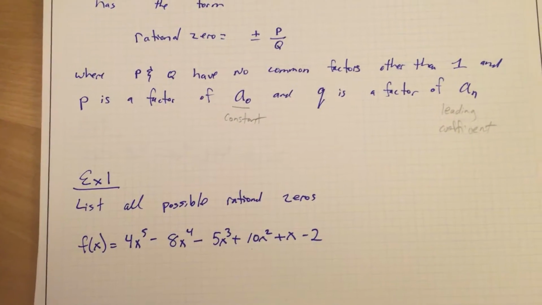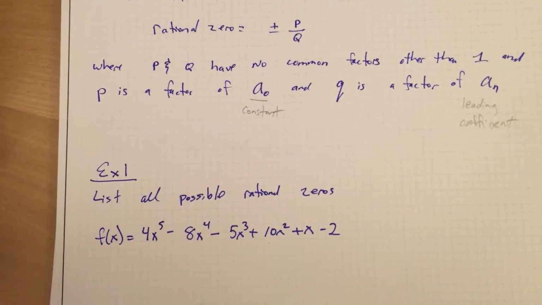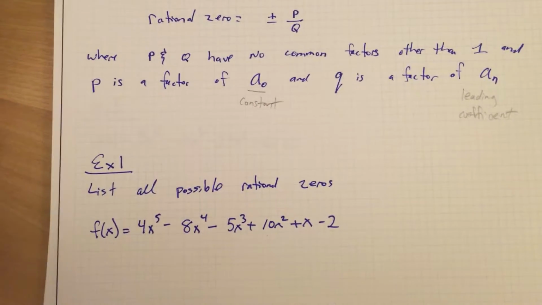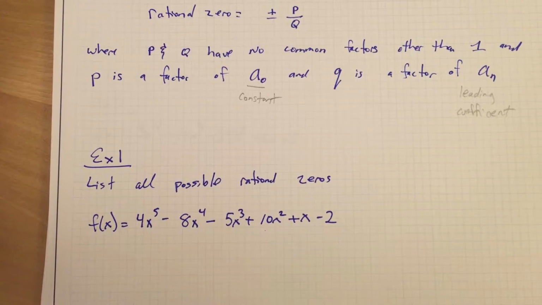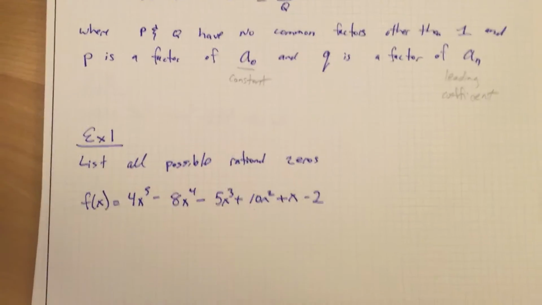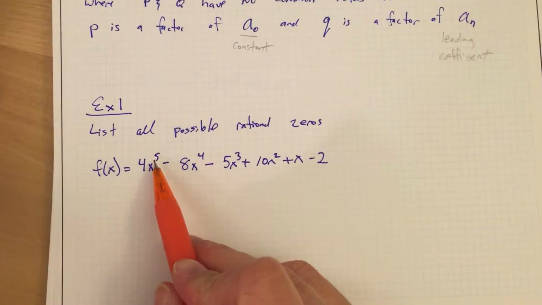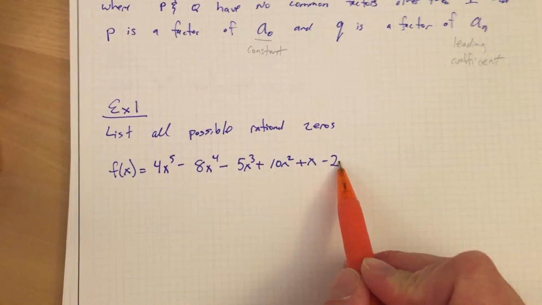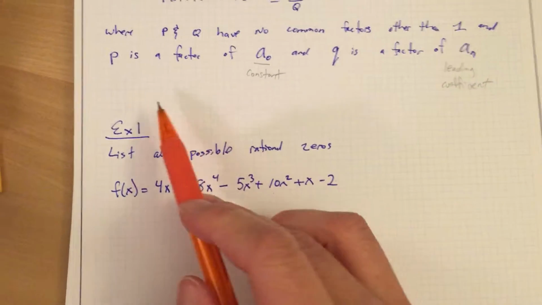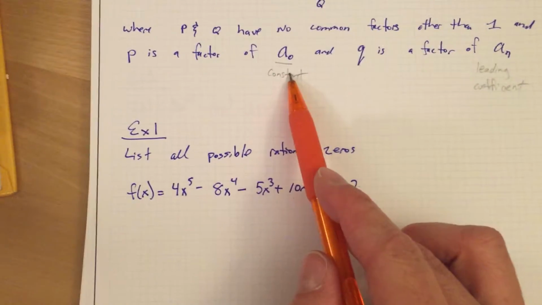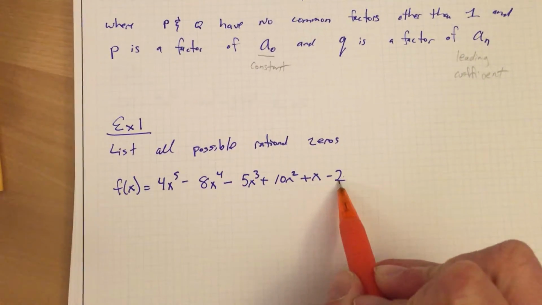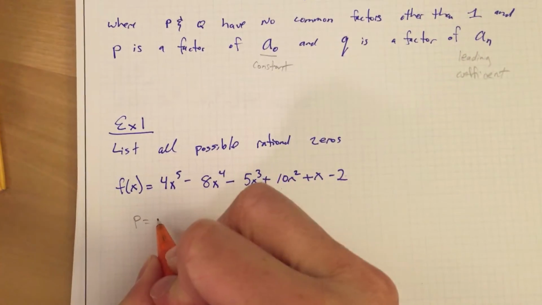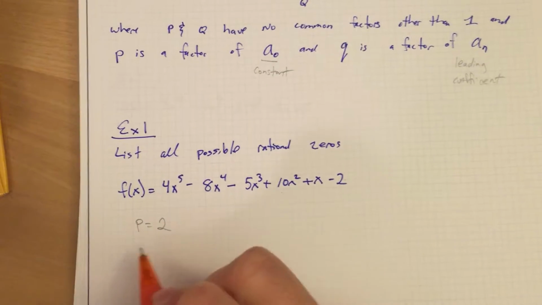So let's try our first example. We're going to list all possible rational zeros. I do not need you to solve for all possible rational zeros. We're just listing them. This is the easy one. Notice that we have power 5, power 4, 3, 2, 1, then your constant term. I said your p-value is your constant term. So even though it's a negative, let's just work with it as a positive 2 because the negative will come back into play. So there's your p.